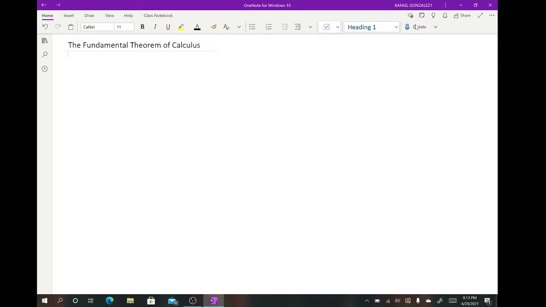weeks in the semester. Now, so far we have been talking about differentiation, and that was introduced when we did the problem with the tangent line, finding the equation of the tangent line of a function at a particular point. Using the derivative, we could get the slope of the tangent line at a particular point.